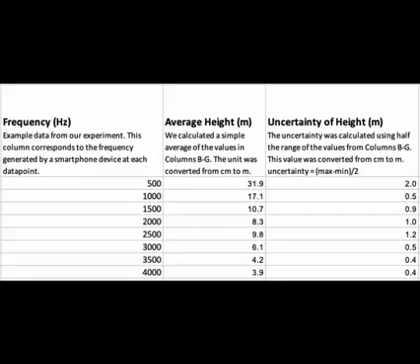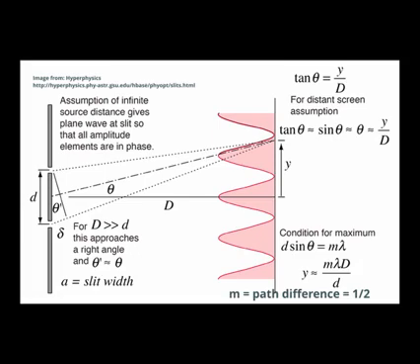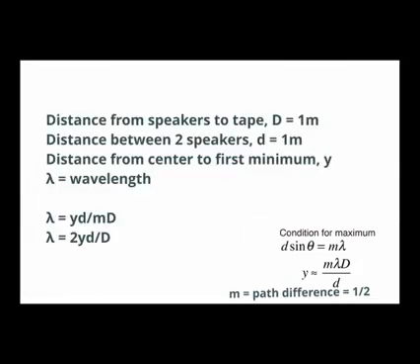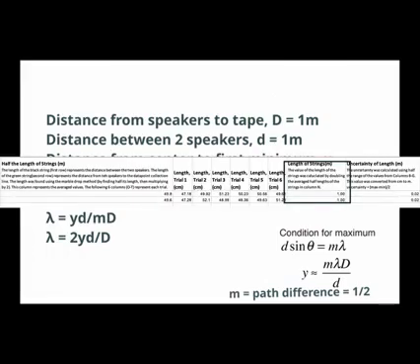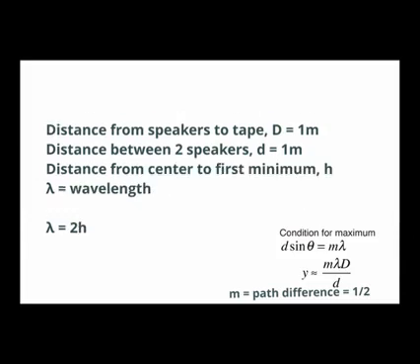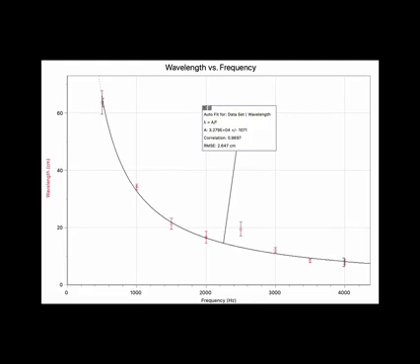The uncertainty of the averages was calculated using half the range, since the first minima has a path difference of half a wavelength. The wavelength of each frequency was calculated using this equation: lambda equals 2 times y times lowercase d divided by capital D. Since the double length of both strings was measured to be 1 meter, the wavelength was simply double the height of the marble drop. The average wavelength was plotted against the frequency, and an inverse function was shown as expected.